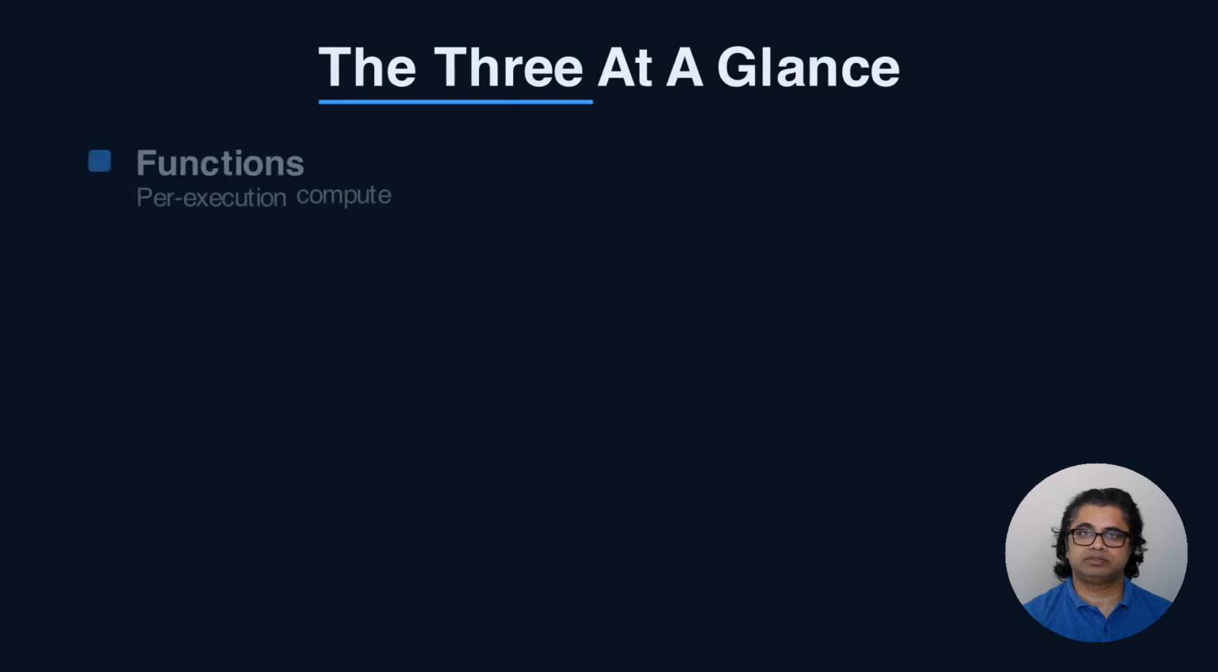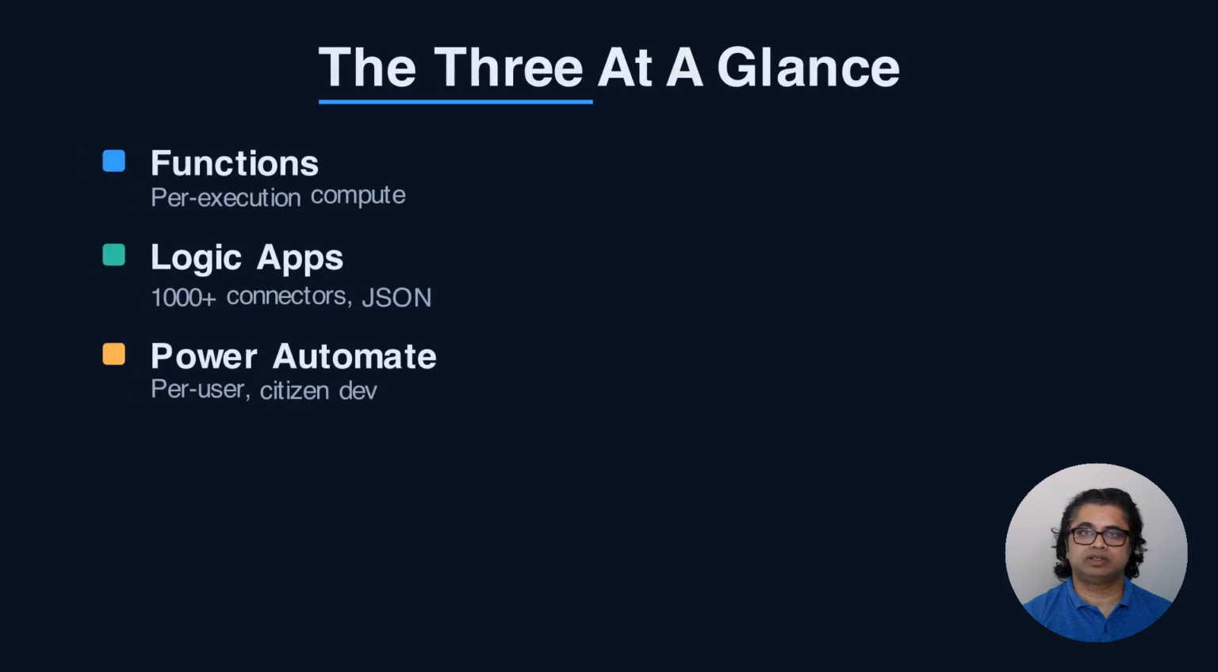Quick framing first. Azure Functions is code. You write a function in C#, Python, or JavaScript, it scales to 0, and you pay per execution. Azure Logic Apps is a hosted workflow engine with over 1,000 connectors, designed for integration between systems, defined as JSON, and deployed like infrastructure. Power Automate sits on the same Logic Apps engine, but is aimed at business users, lives in Microsoft 365, and bills per user or per flow. Same plumbing, very different audiences and governance.